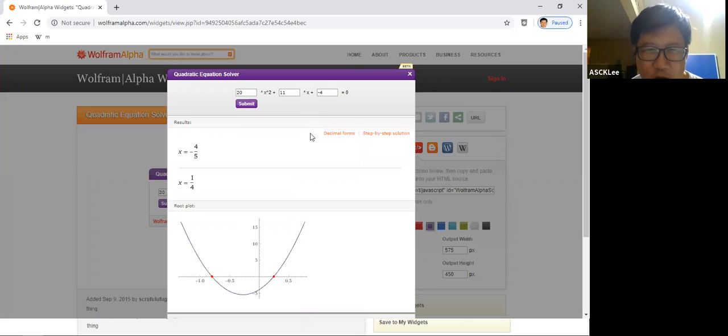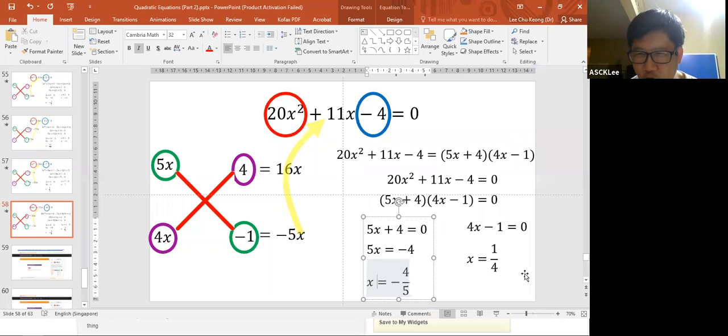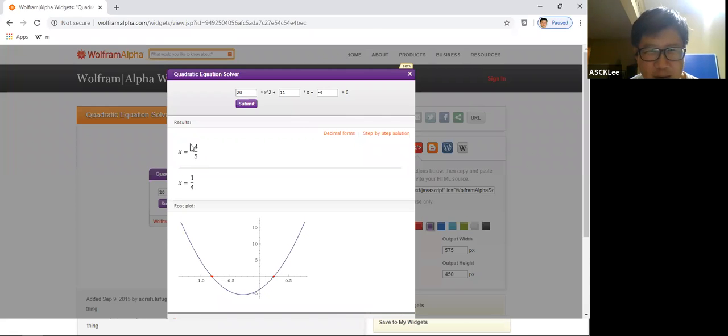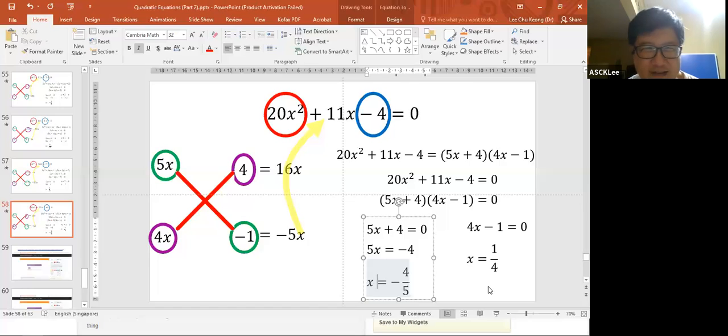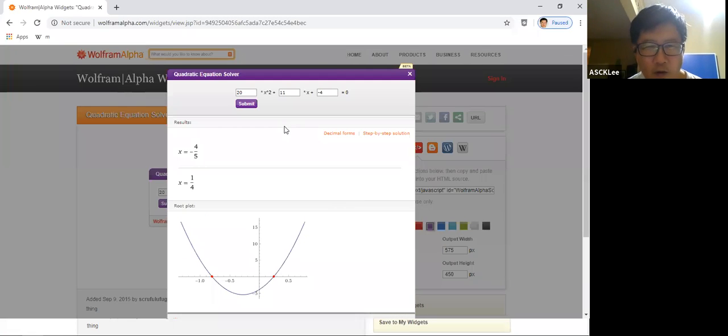Don't tell your teachers I taught you this, okay? And what you get is x equals minus 4 over 5 and x equals 1 over 4. Exactly what I got. X equals minus 4 over 5 is what I got here. X equals 1 over 4 is what I got here. Exactly what I got.